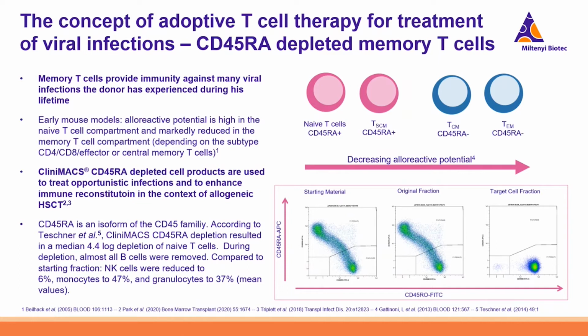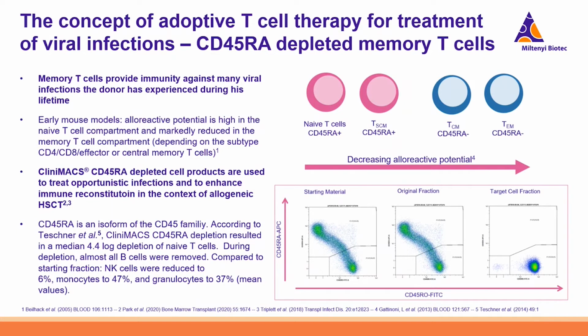CliniMACS CD45RA depleted cell products are used to treat opportunistic infections and to enhance immune reconstitution in the setting of allogeneic HSCT. CD45RA is an isoform of the CD45 family that is present on 100% of naive T cells, but not on CD45RO positive central and effector memory T cells. It is also present on approximately 100% of B cells, 80% of NK cells, and 30% of monocytes.